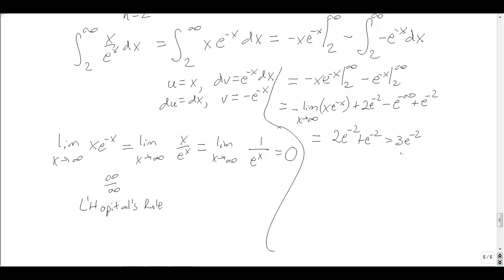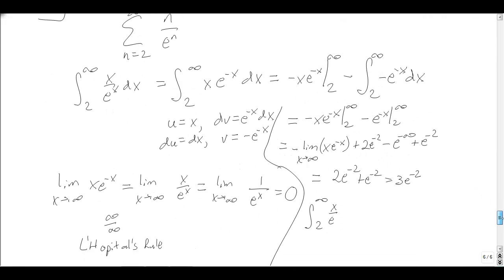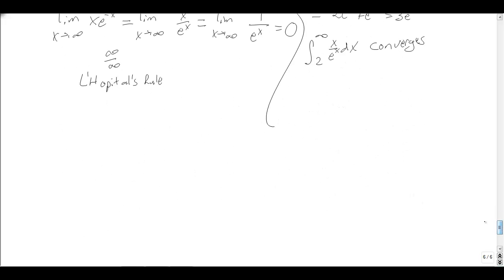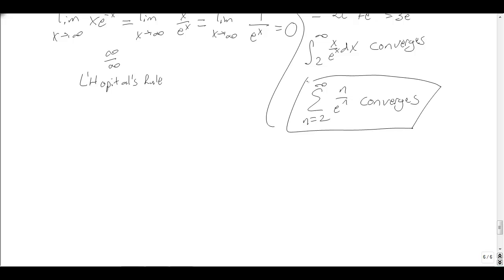And that tells us that the integral from 2 to infinity, let's write it this way, x over e to the x dx, this integral converges. And that's going to tell us that our original series, summation n equals 2 to infinity, n over e to the n, also converges here. And that's by the integral test.